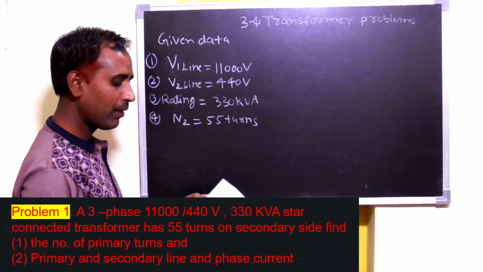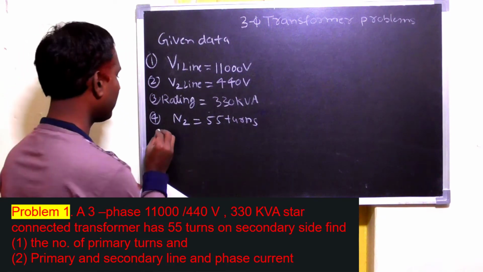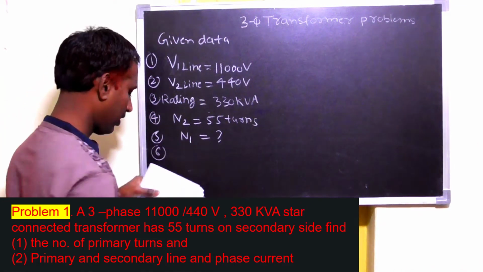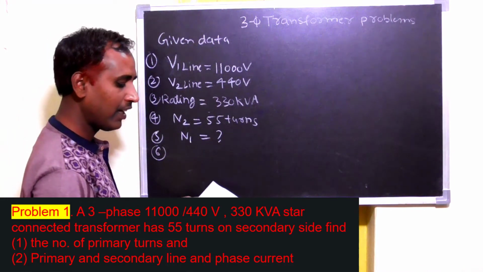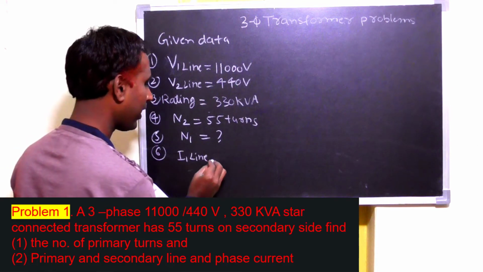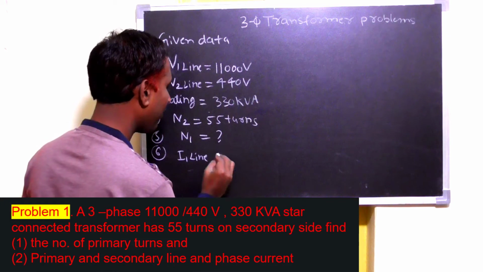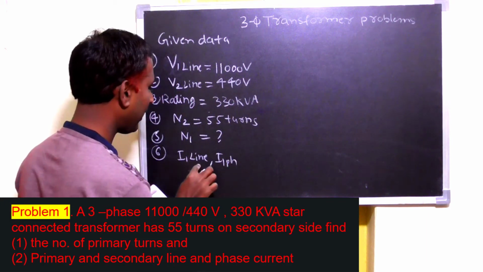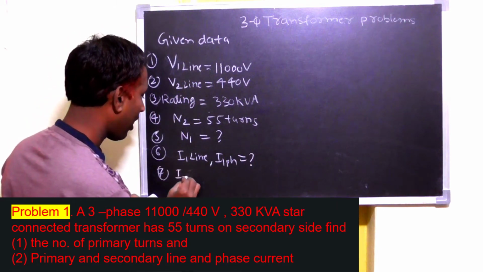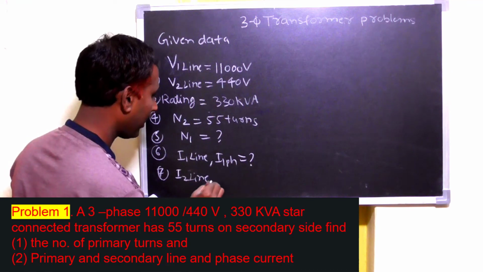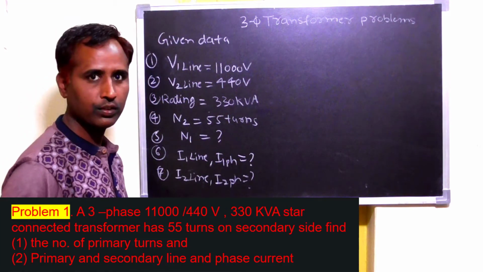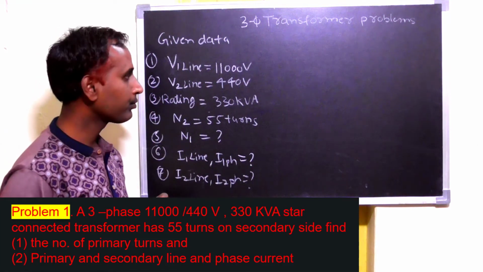Now find what you have to find. The number of primary turns, N1 equals how much. The sixth one is the primary and secondary line and phase currents: I1 line current, I1 phase current, how much? We have to calculate I2 line current and I2 phase current. We have to find these. Okay friends, this is the given data.